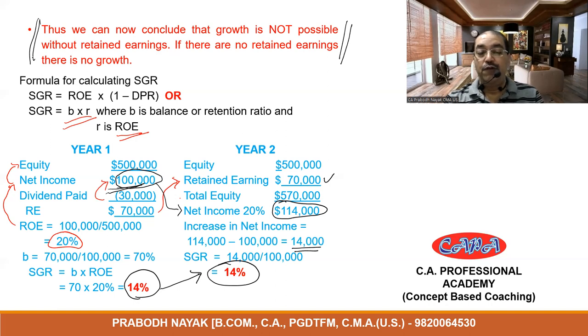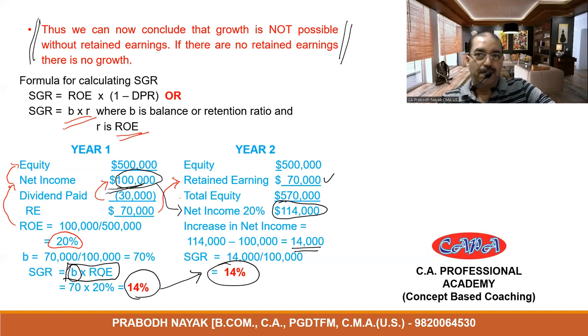Why? Because if there are no retained earnings, balance is zero. If balance is zero, then in this particular formula, B into ROE, B will become zero. Zero into anything will be zero. Isn't it? So I'll prove to you either way. Fine.